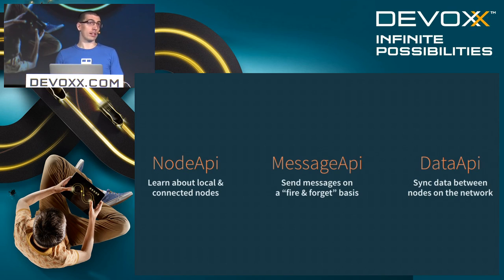Then you also have access to the Message API. The Message API is an API that lets you send a message from the wearable to the phone or from the phone to the wearable on a fire and forget basis. So it means that if, for instance, the phone is sending a message to the wearable and there is no wearable, then there will be no callback to the phone, so the phone doesn't know whether the message has been sent or received.